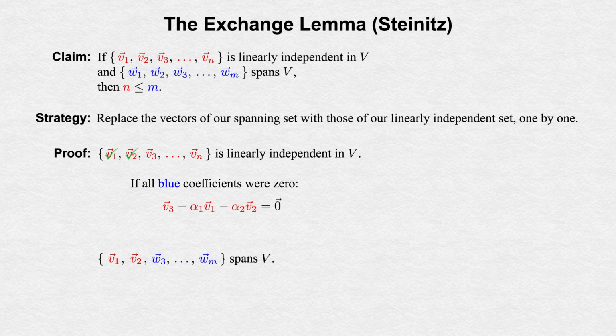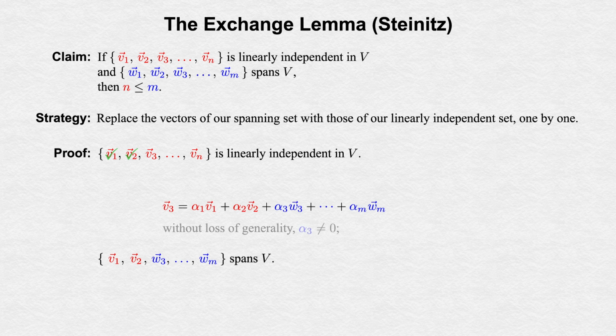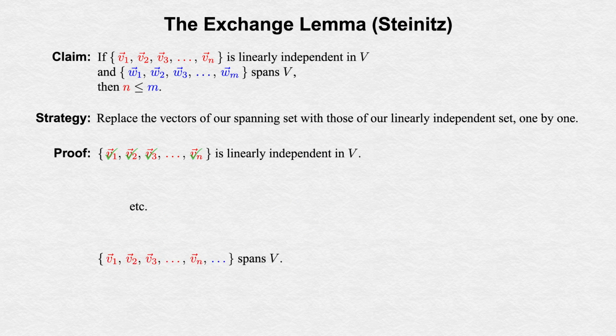In other words, v3 minus alpha 1 v1 minus alpha 2 v2 equals 0, which would be a non-trivial linear relation on our linearly independent collection. Impossible. Thus, at least one blue coefficient must be non-zero. And without loss of generality, it's alpha 3, so we can replace w3 with v3 to obtain a new spanning collection. Proceed in this manner until all of the red vectors are listed in our spanning collection. In order for them to fit, there must have been at least as many blue vectors as red ones at the outset, which proves our result.